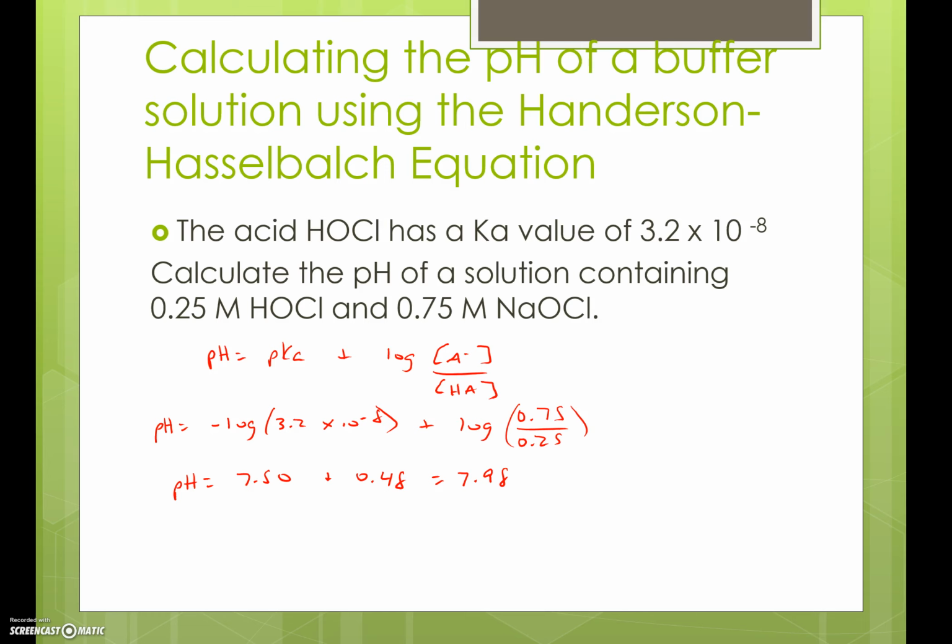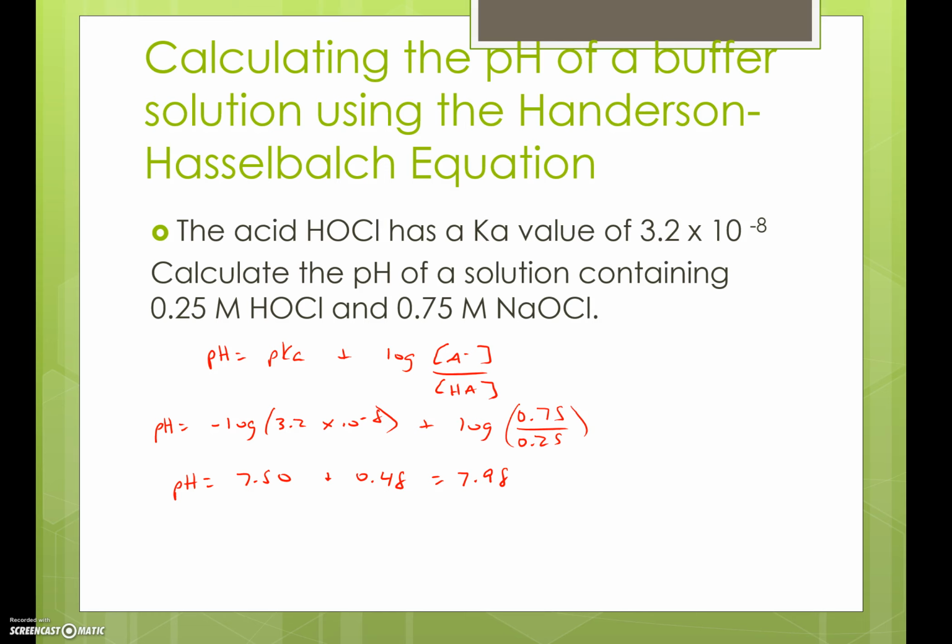But this is actually a shorthand way of calculating the pH of a buffer solution. pH equals pKa plus the log of the concentration of our base over the concentration of our acid. So for this particular problem, we're going to take the pKa value, which is the negative log of 3.2 times 10 to the minus 8, and add to it the log of 0.75 over 0.25. So that's going to give us 7.50 plus 0.48, which gives us a pH of 7.98.